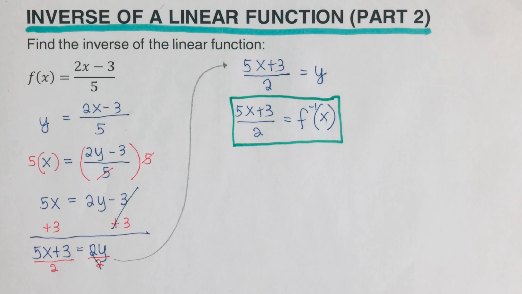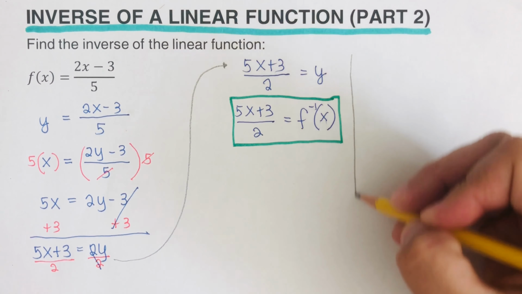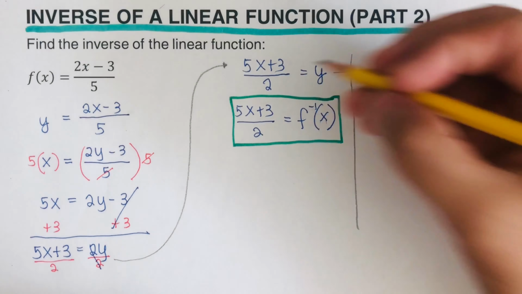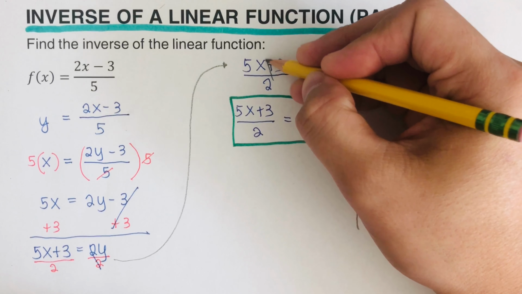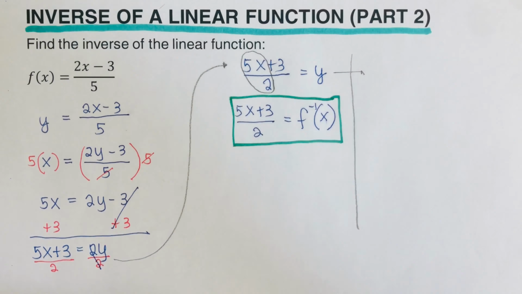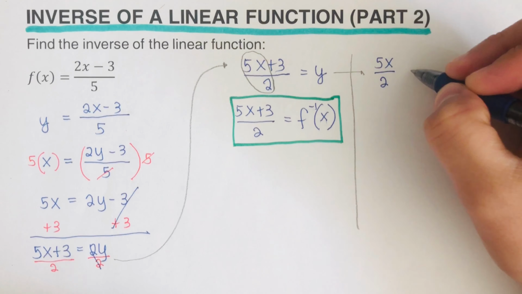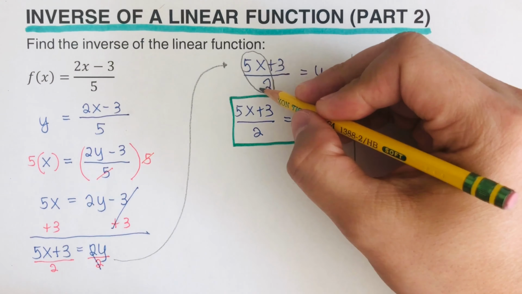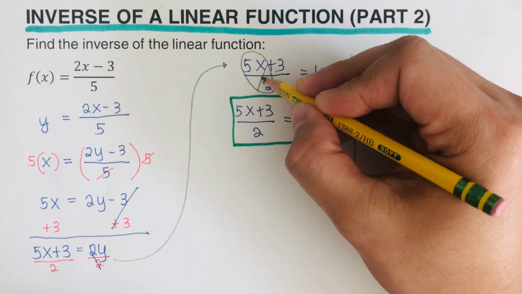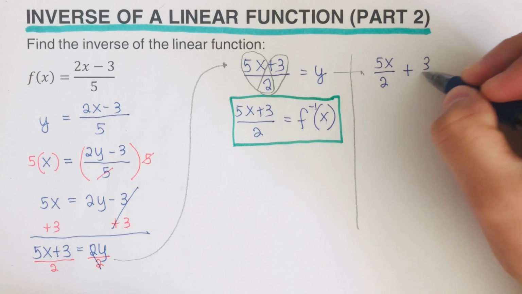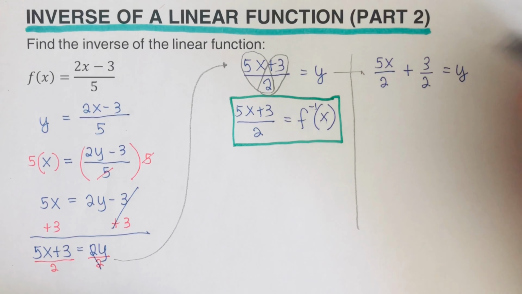Now, there is another way to express this. If we want this in slope-intercept form, or y equals mx plus b form, we can go ahead and rewrite this as, remember that this 2 is the denominator for both of them. So that would be the denominator. We can divide 5x by 2. So I can rewrite this as 5x over 2 plus, the 2 is also the denominator of 3. So then we can say that's plus 3 over 2 is equal to y.